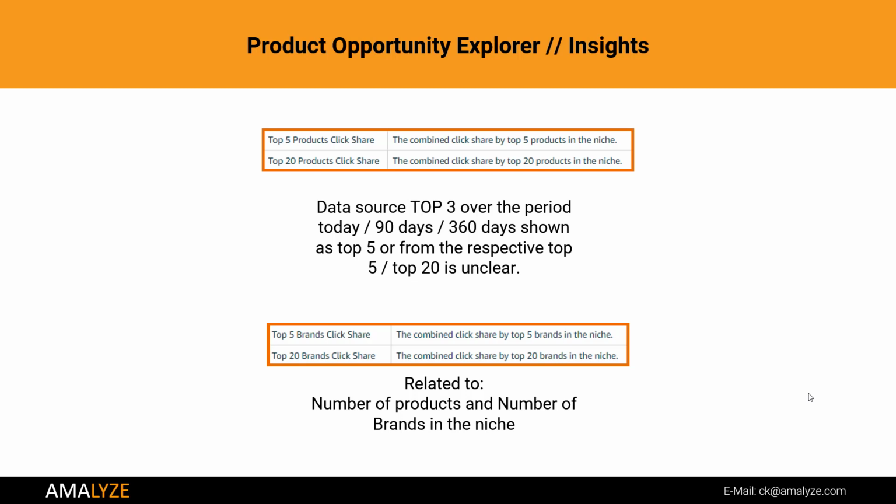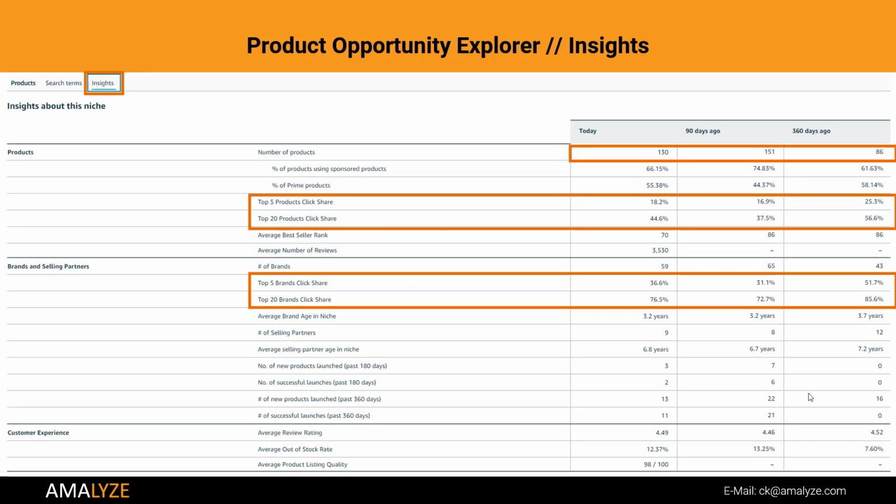And for the top brands, that is easy. The number of products and number of brands in this niche are related. So for that example, today 130 products, and we have 59 brands, and the top 5 brands combine 36.6% click share with their products. In this situation, that means every brand has nearly 2 products, and it's just a calculation. You don't have to take it too seriously from my point of view.